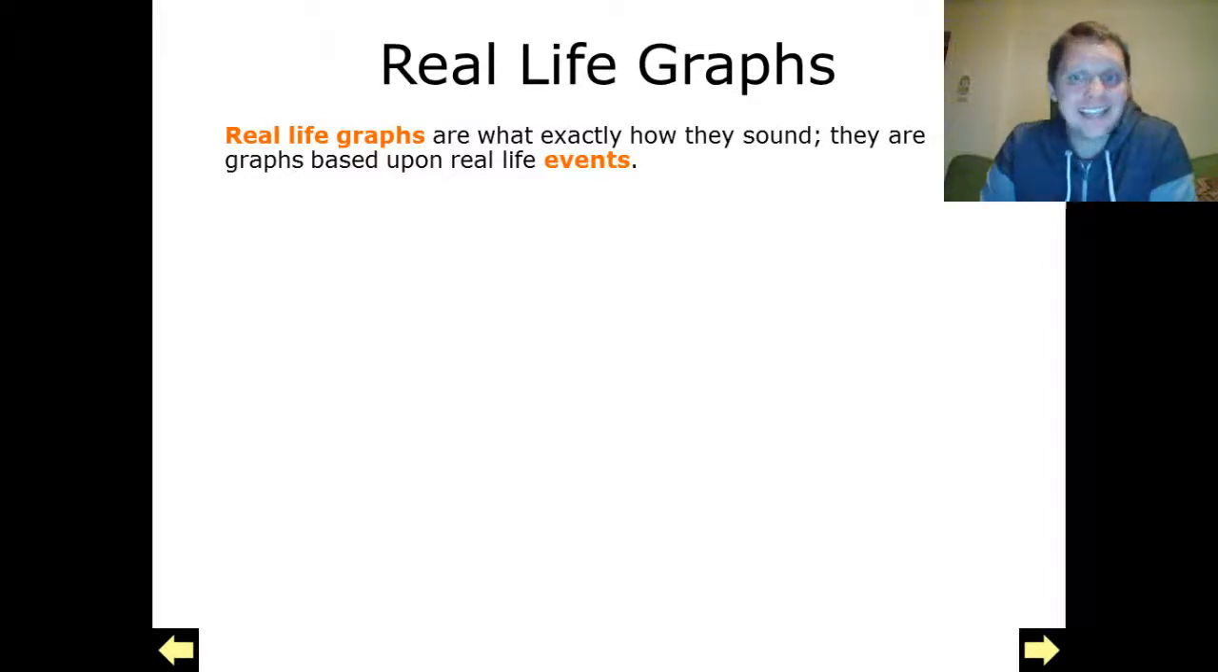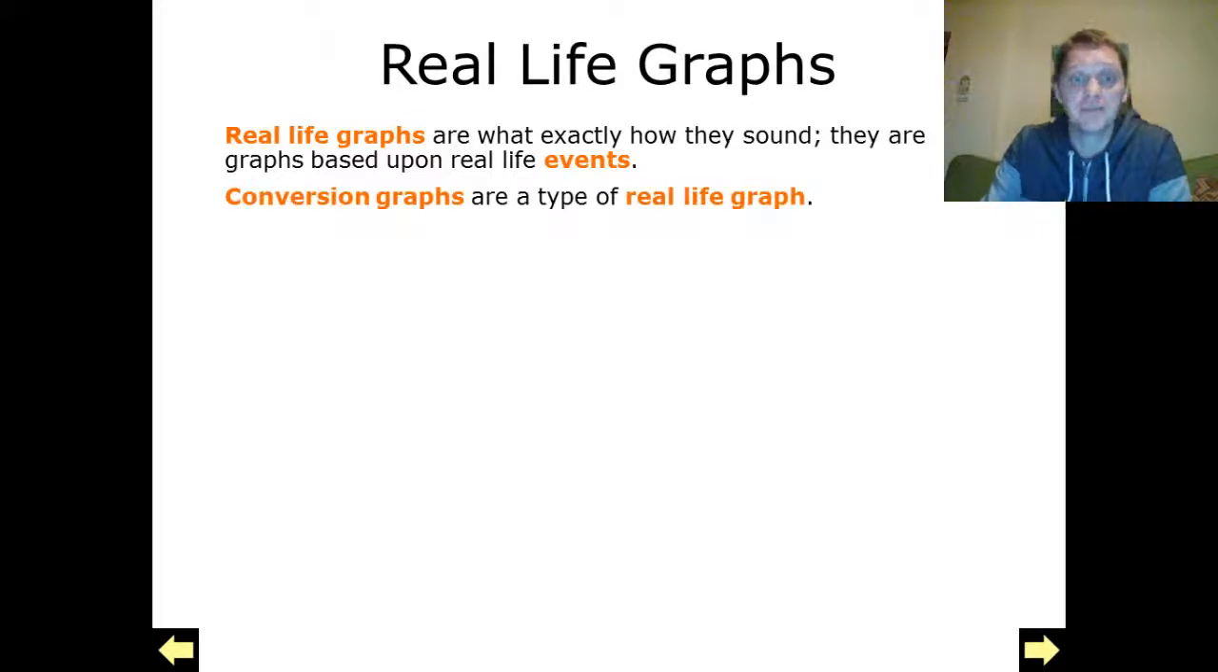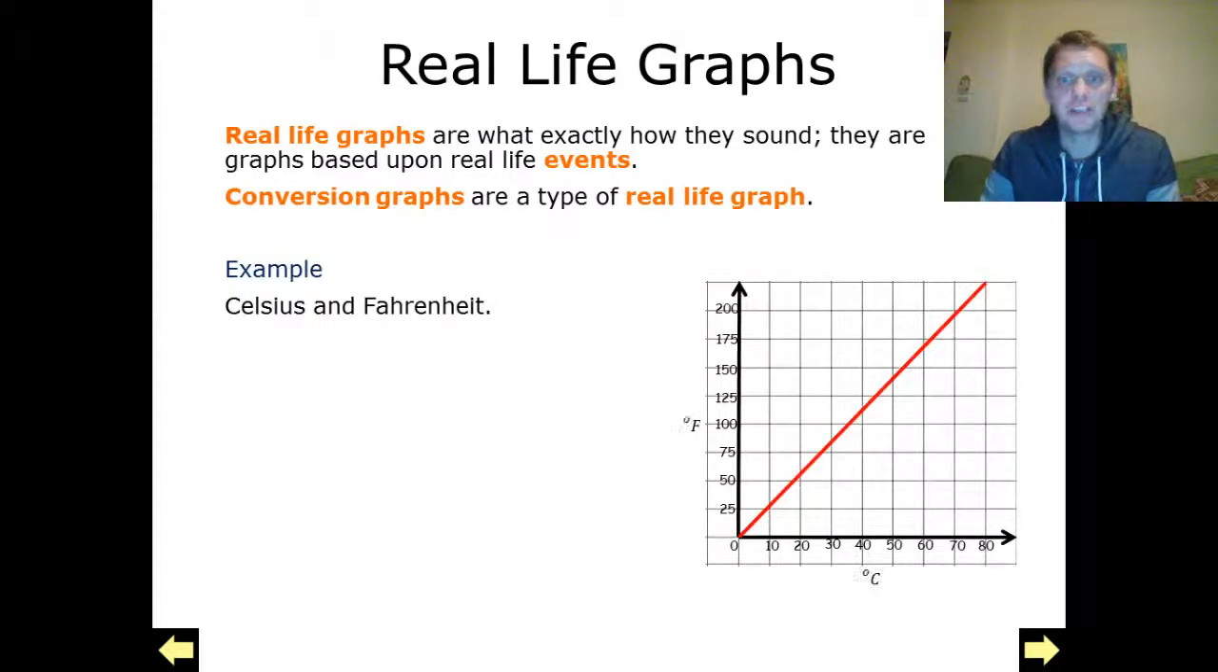So they are exactly what they sound like. They are graphs that are based upon real life events, in which case something happens and we actually create a graph out of it. Some types of real life graphs are known as conversion graphs. A good example for this is converting Celsius into Fahrenheit or vice versa.